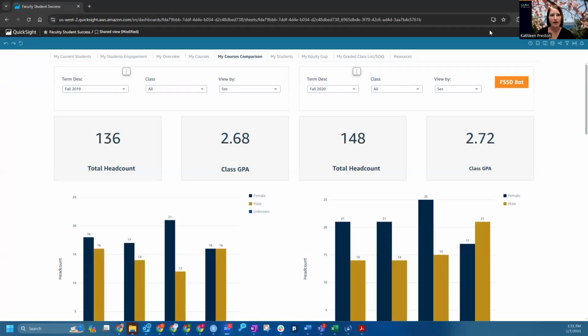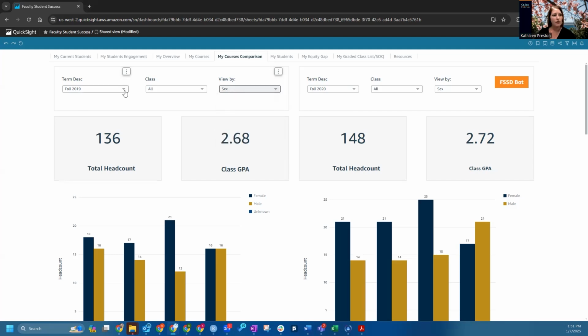The course comparison tab allows us to compare a before and after across semesters, or within a semester to different sections of the same course, and get more detailed information broken down by various demographic information. So for instance, EOP status, ethnicity, parent education level, sex, and whether or not our students are underrepresented.